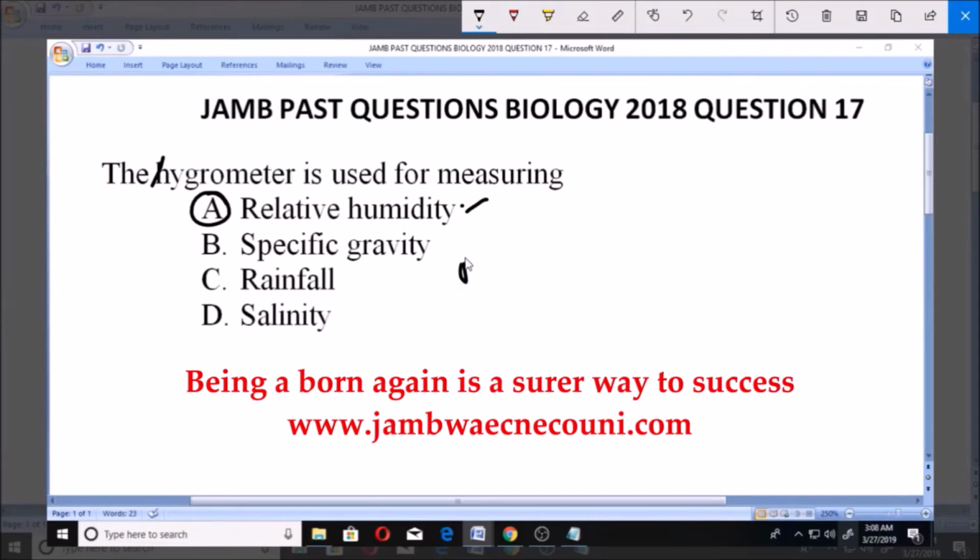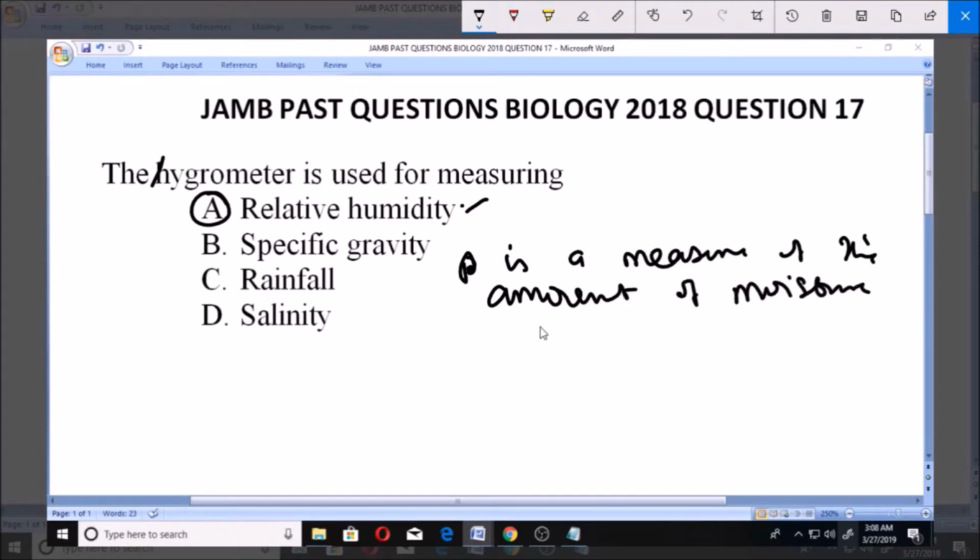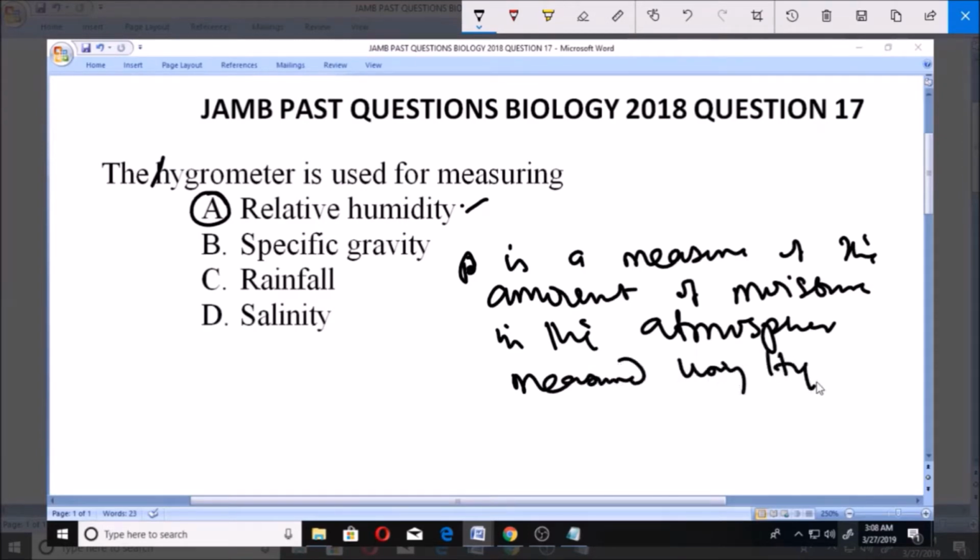Now what is this relative humidity? Relative humidity is a measure of the amount of moisture. So whenever you measure the amount of moisture in the atmosphere, then you say you're measuring relative humidity. So that is what relative humidity is, and it can be measured using a hygrometer. That's what you use in measuring relative humidity.